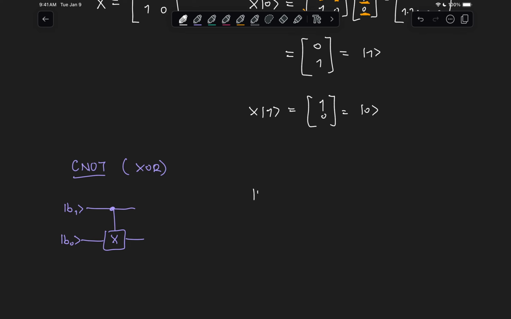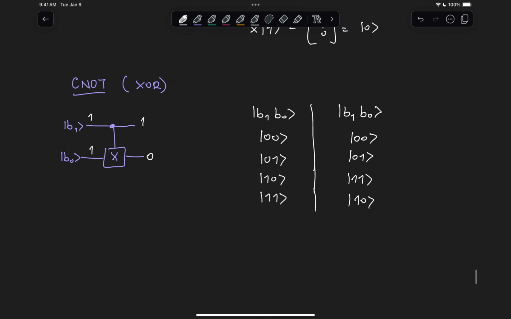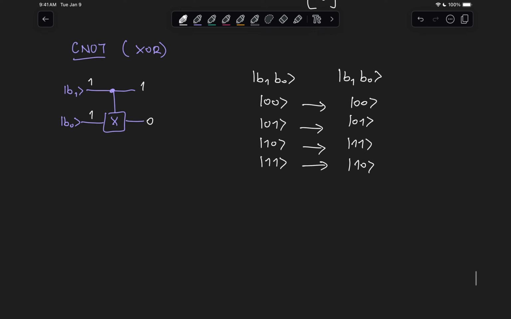So let's say we have here B1, B0 at the input, and then here what we have is B1, B0 at the output. So we start with 0, 0, 0, 1, 1, 0, and 1, 1. And if you recall, this is how the output bits will look for this reversible XOR gate or CX gate. And if you don't remember, you can go back to the previous video and see how we arrive at these values.